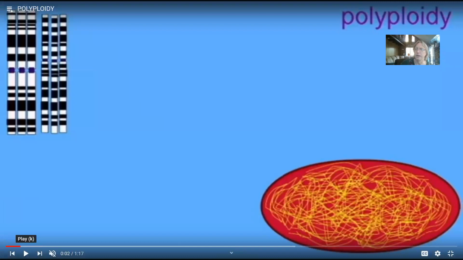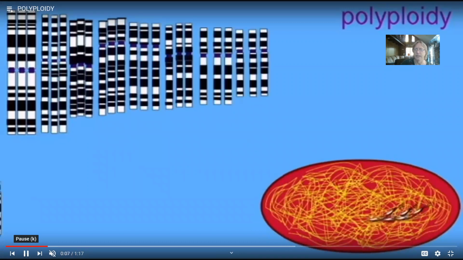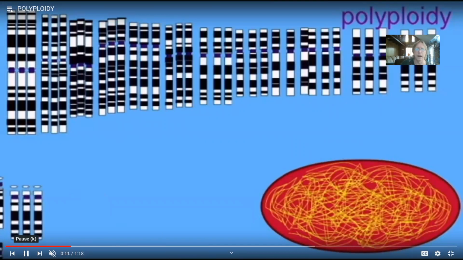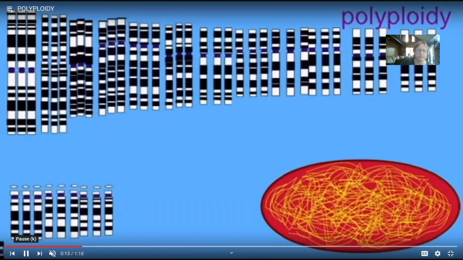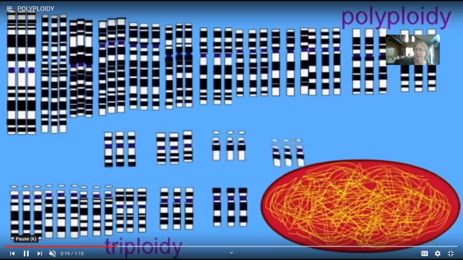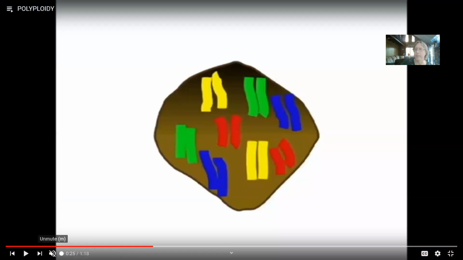Another type of chromosomal abnormality is what is known as polyploidy. So when you look at this cell and its DNA, there are 3 copies of chromosome 1. There are 3 copies of chromosome 2, chromosome 3, etc. And so there is a whole extra set. This is what is known as triploidy.